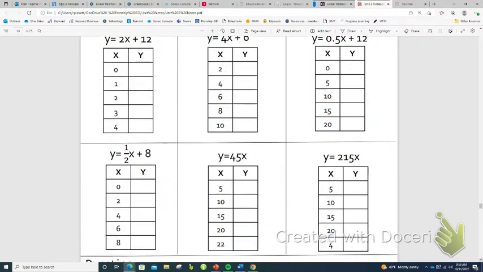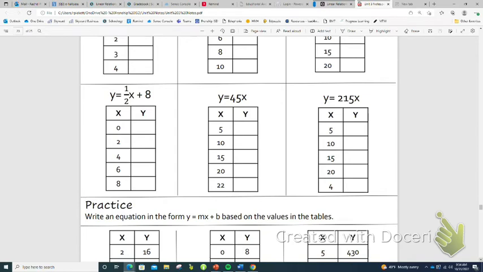When we look at these bottom 3 examples, we're going to do the same thing. Take half of x and then add 8. Half of 0 is 0, plus 8 is 8. Half of 2, or 2 divided by 2 is 1, plus 8 is 9.